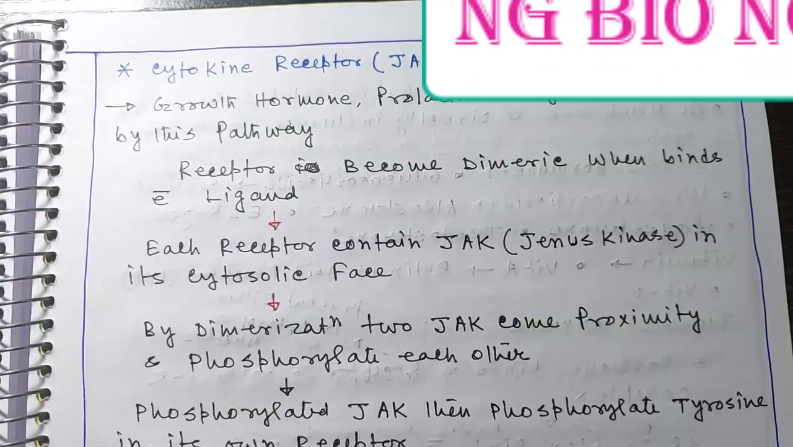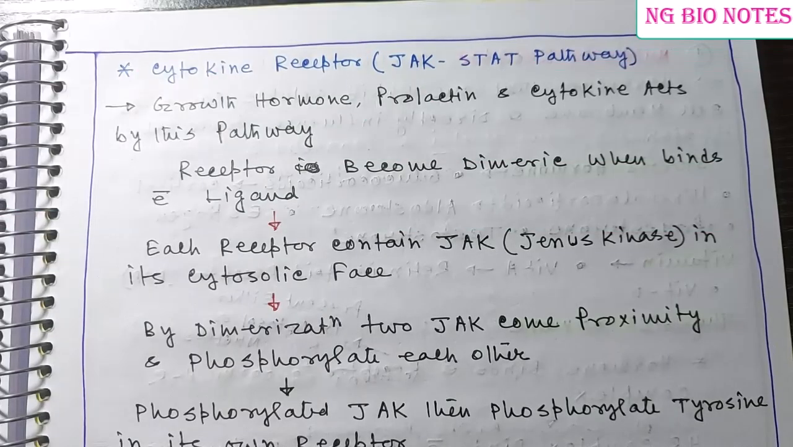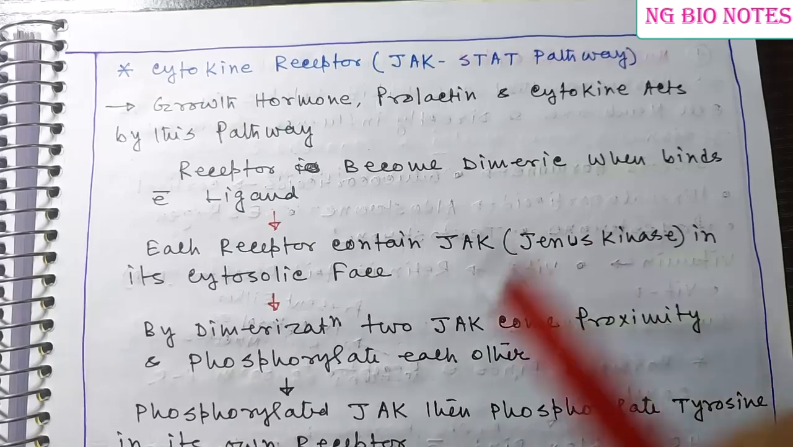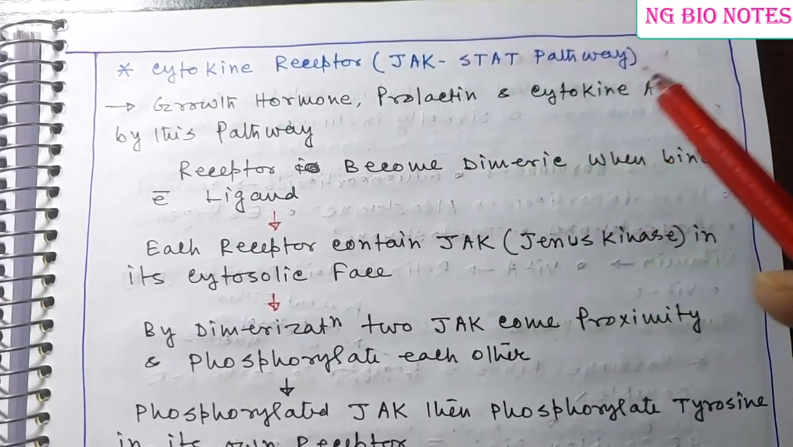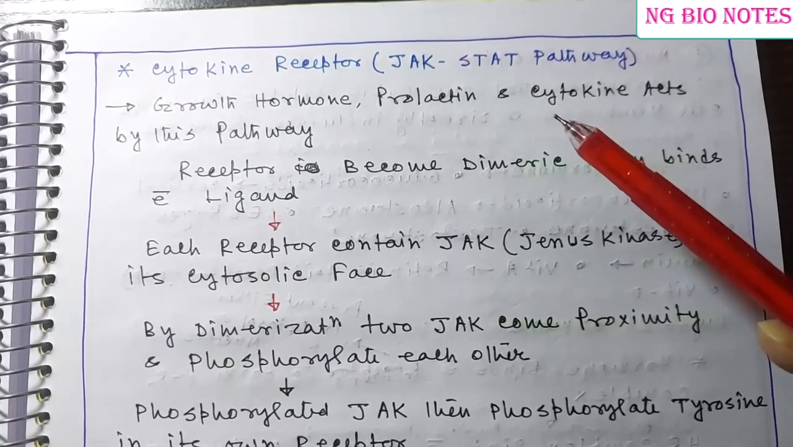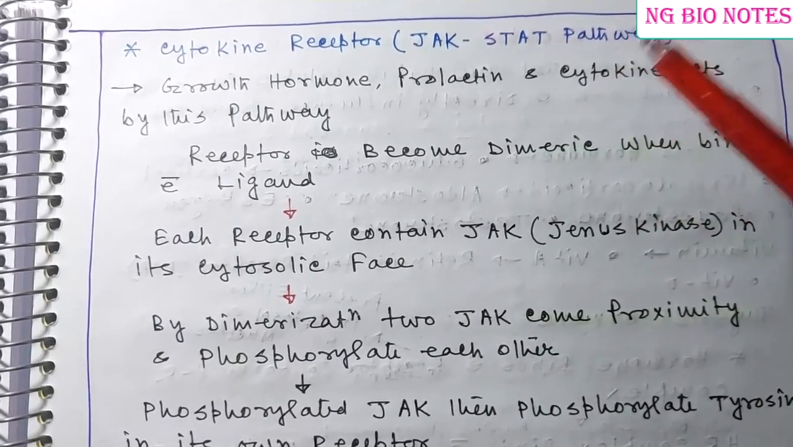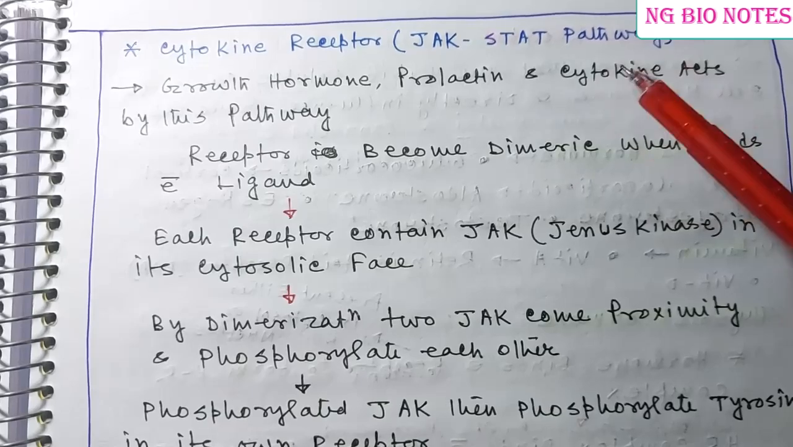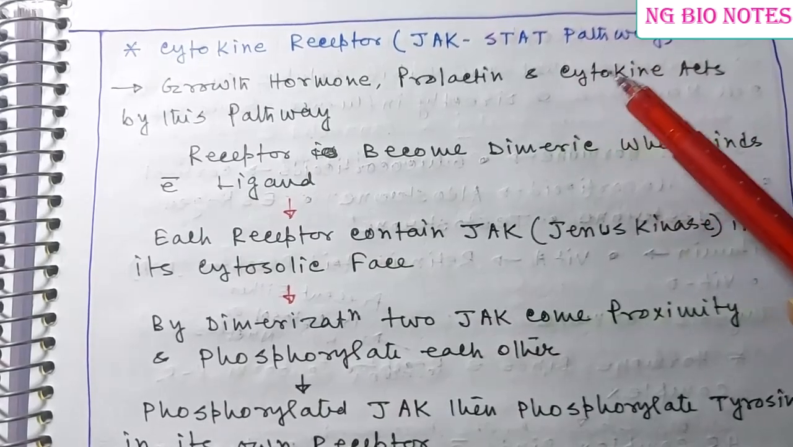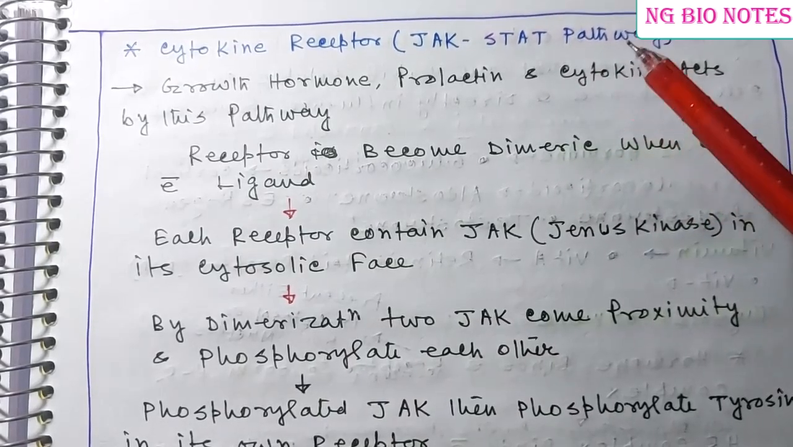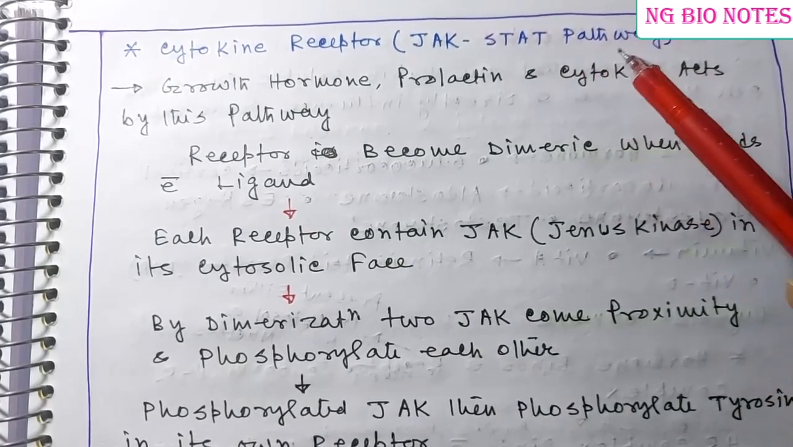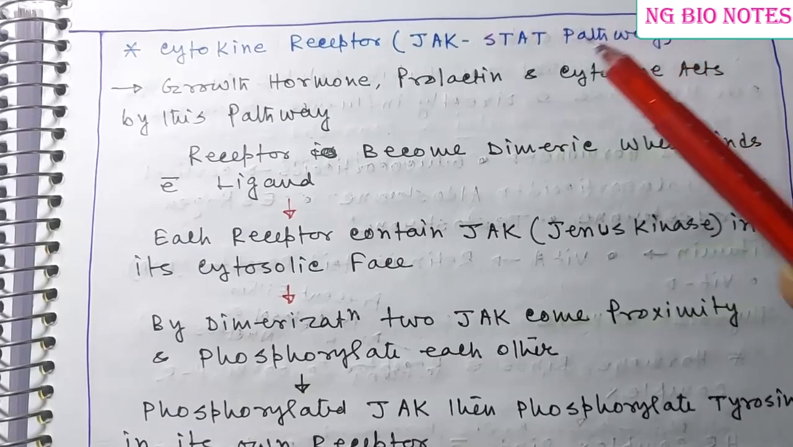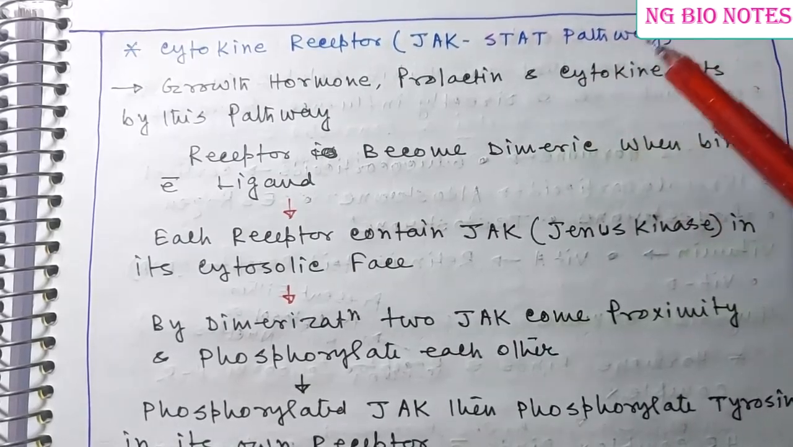Hello friends, we were talking about the mechanism of hormone action. Different hormones activate different types of receptors, and these receptors may be present in the plasma membrane, or in the nucleus or cytoplasm. The receptors present in the nucleus or cytoplasm are called mobile receptors, and mainly different types of steroid hormones act through these mobile receptors. But the plasma membrane receptors are of different types.